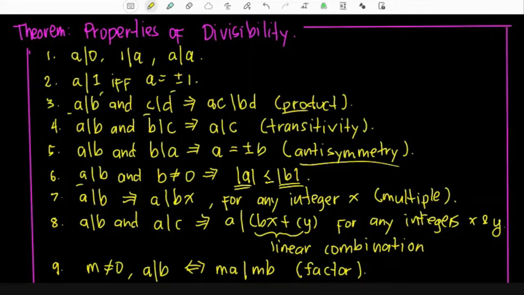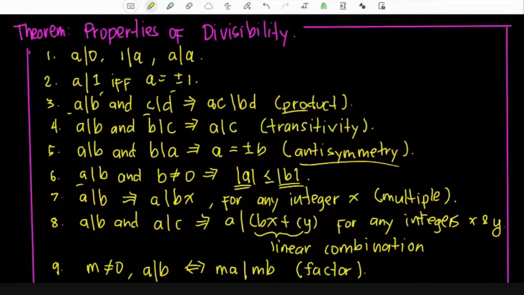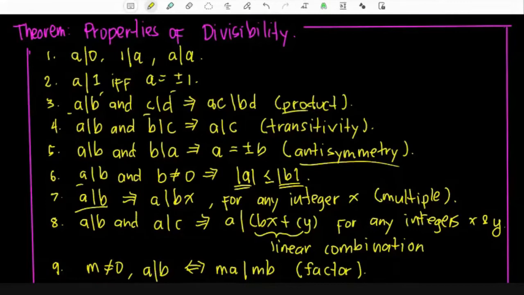A divides B would mean A divides BX, where X is any integer. So, pag meron daw tayong A divides B, si A, kaya din niyang i-divide lahat ng multiple ni B. A divides B and A divides C. So, pag ang A, dinidivide niya parehong si B tsaka si C, then A will divide any linear combination. Ibig sabihin, si B multiply mo sa kahit anong number, si C multiply mo sa kahit anong number, i-add mo silang dalawa, yung result, divisible ba rin by A.